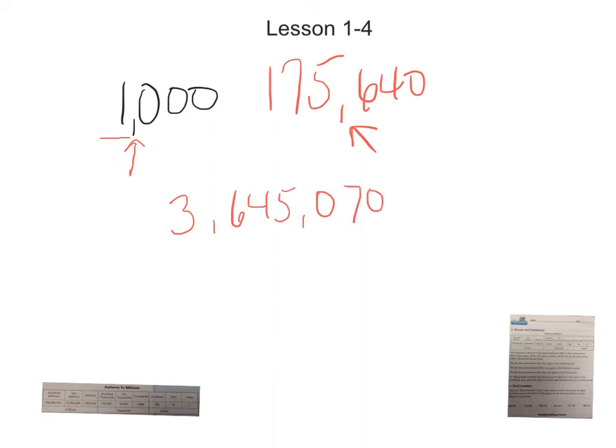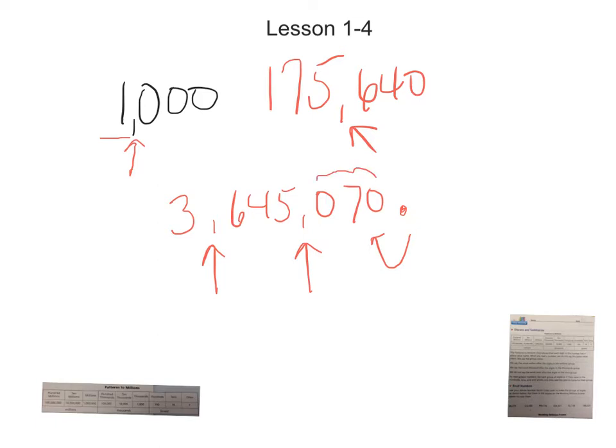But I'm going to read the number to you. 3,645,070. Notice when I say million and when I say thousand, there's a comma. So 3 million, comma, 645,000, comma, 70. So just know to always put a comma every 3 digits starting from the right. I'm putting a decimal there because right now we have a whole number. Starting from the right, every 3 digits.